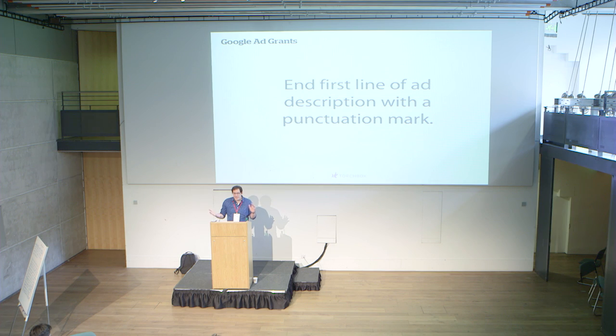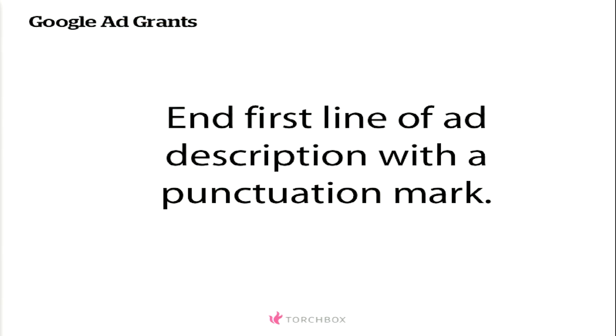Another best practice for writing ad copy is to end the first line of your description with a punctuation mark. For me, that's usually a full stop or a colon, but it could be any punctuation mark like a comma or an exclamation mark. The reason for this is it signals to Google that your ad copy is optimized, and it means that that first line of description is more likely to be promoted up next to the headline. So you'll take up more horizontal real estate, and it helps your ad stand out against your competitors.